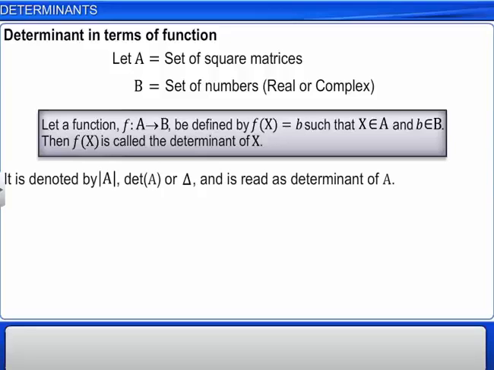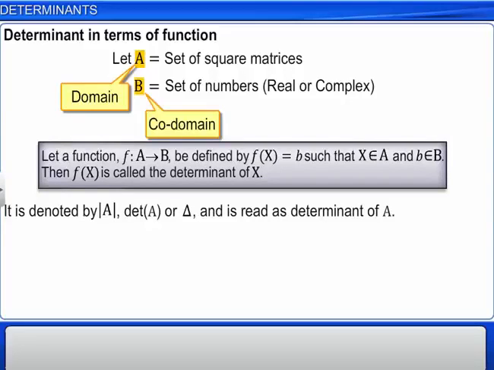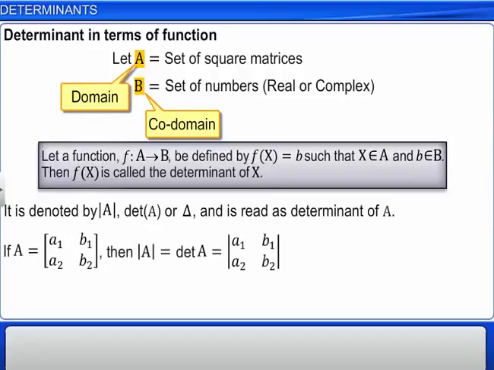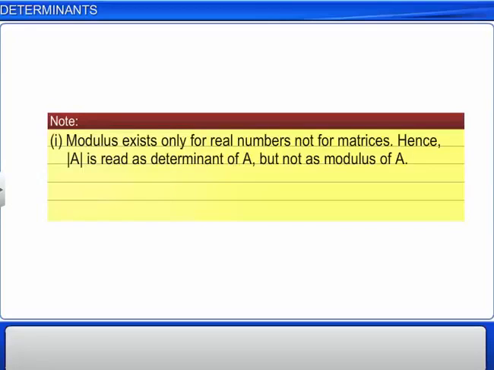A determinant can also be defined as a function whose domain is a set of all square matrices and codomain is the set of the union of real and complex numbers. If A is any square matrix, then determinant of A is denoted as shown. Note that determinant of A is not modulus of A, as a modulus exists only for real numbers. Also note that determinants exist only for square matrices.